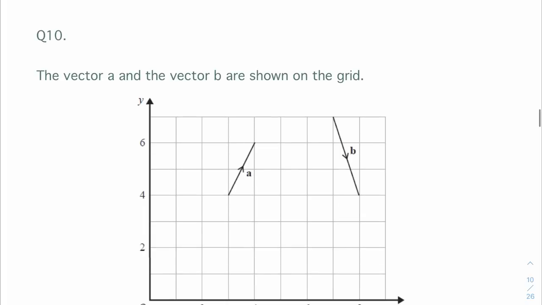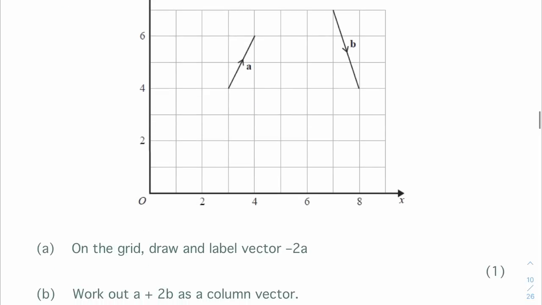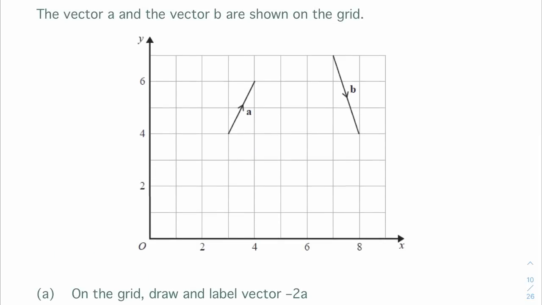Okay, question 10. So we've got the vector A and the vector B shown on the grid, and we can see those vectors there. It says on the grid, draw and label vector minus 2A. So our vector A is just here, it's going upwards. If I want to draw minus 2A, it's going to go double that distance and in the opposite direction.